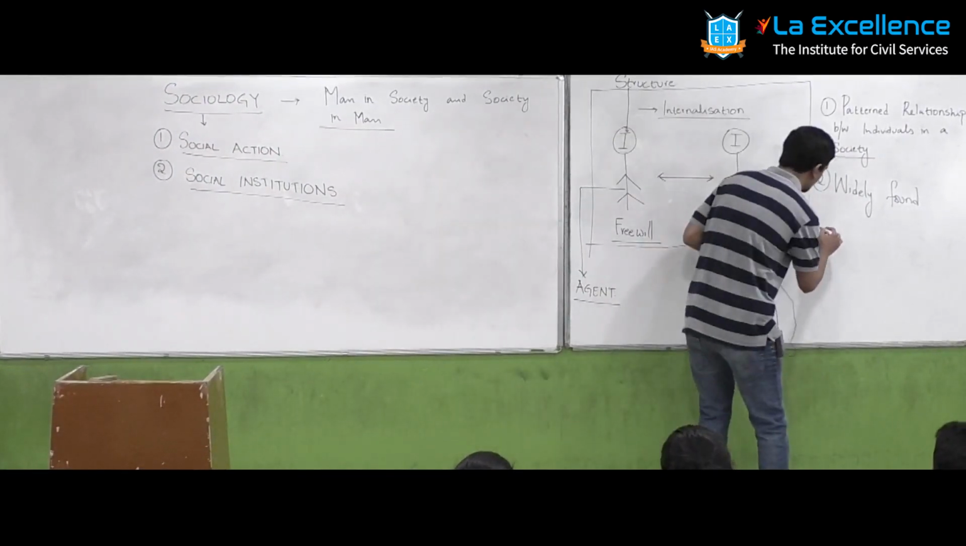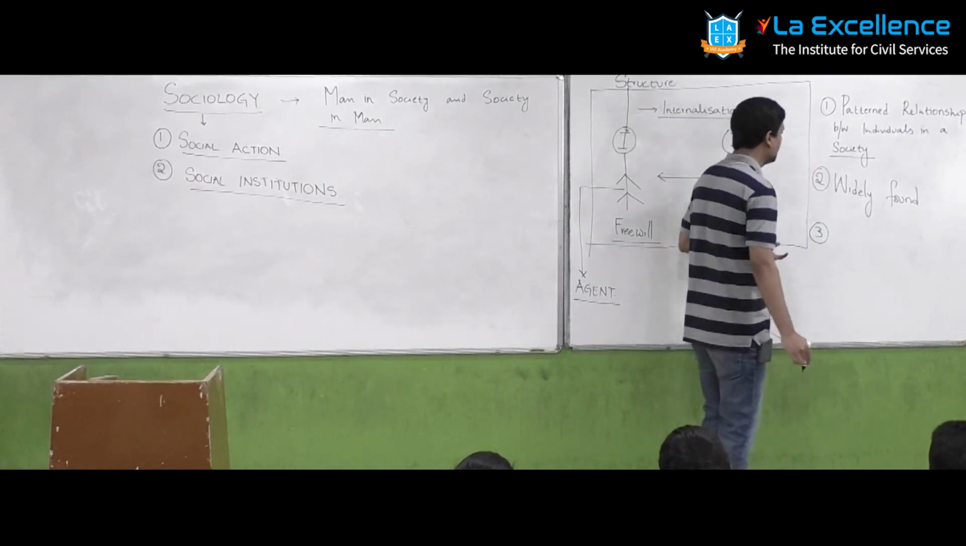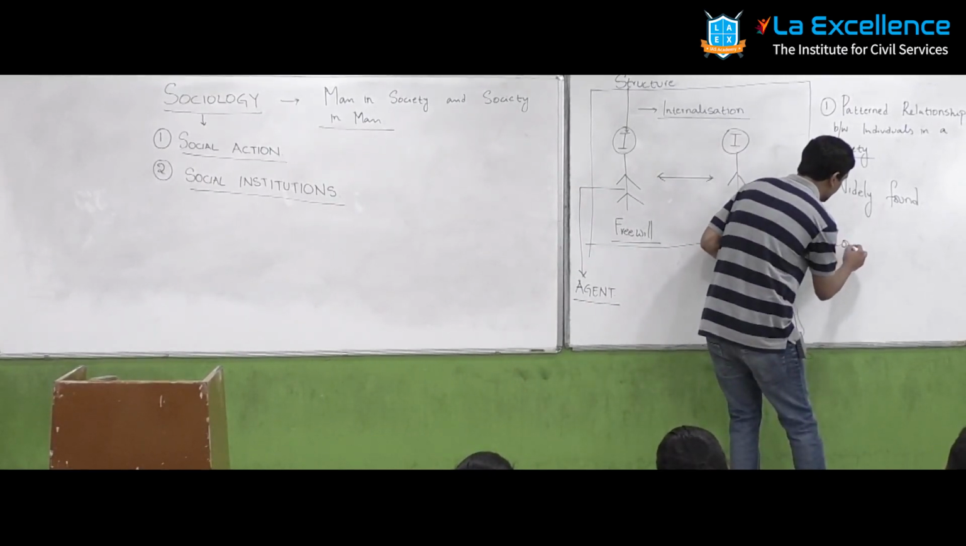The third characteristic of a social institution is that it exists for a long period of time.